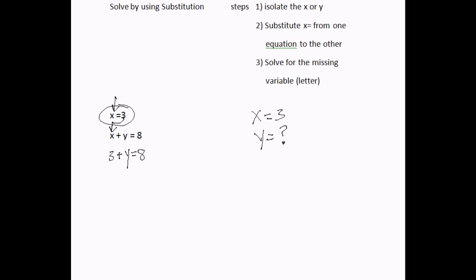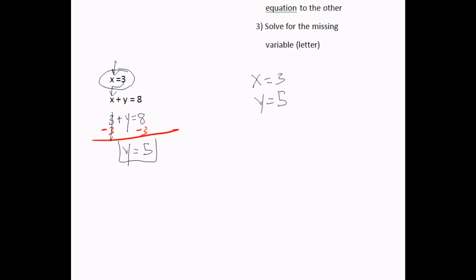It's a plus 3. The only way to get rid of it, to take it to the other side, is subtract 3 to both sides. 3 minus 3 is 0. We're left with y equals 8 minus 3 is 5. Here's my other answer. X equals 3 and y equals 5. Okay, let's try another one.